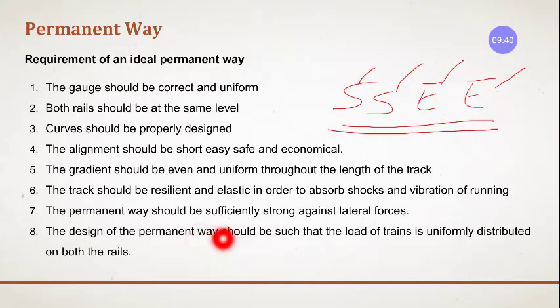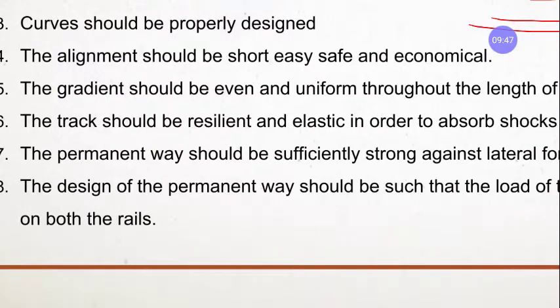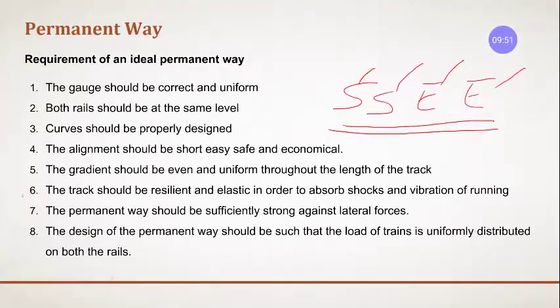Designing of permanent way should be such that the load of a train is uniformly distributed on both the rails. Right, both the rails on the sleepers should be able to absorb the load equally distributed. It should not happen that the inner or outer rail is taking more load than the other rail. This should not happen, right? These are your requirements, how your permanent way should be.